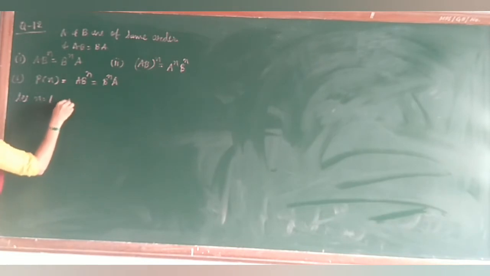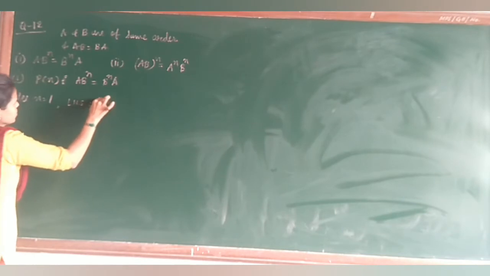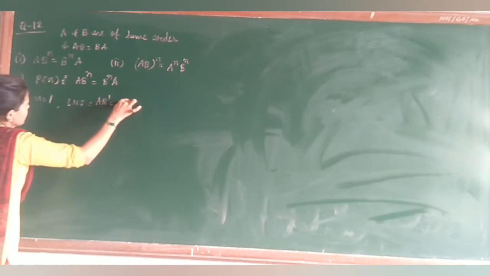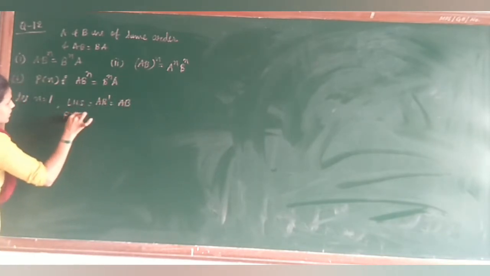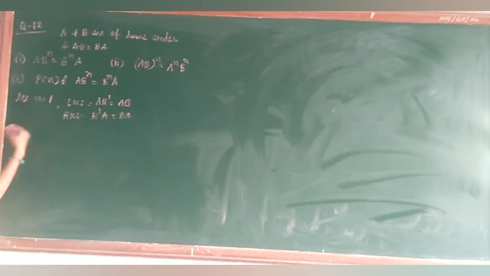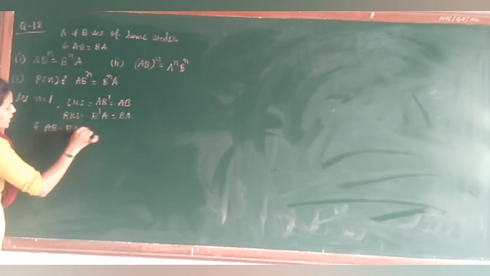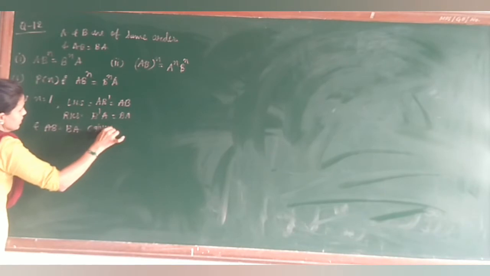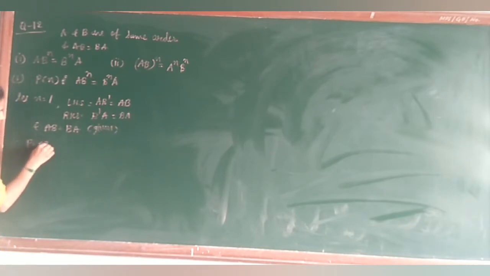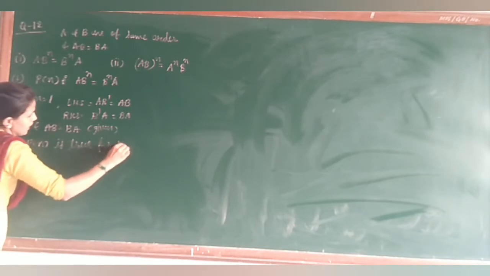So n is equal to 1, then LHS will be ab raised to 1, that is equal to ab, and RHS is b raised to 1 a, that is ba. So ab is equal to ba, and this is given. Therefore Pn is true for n equal to 1.